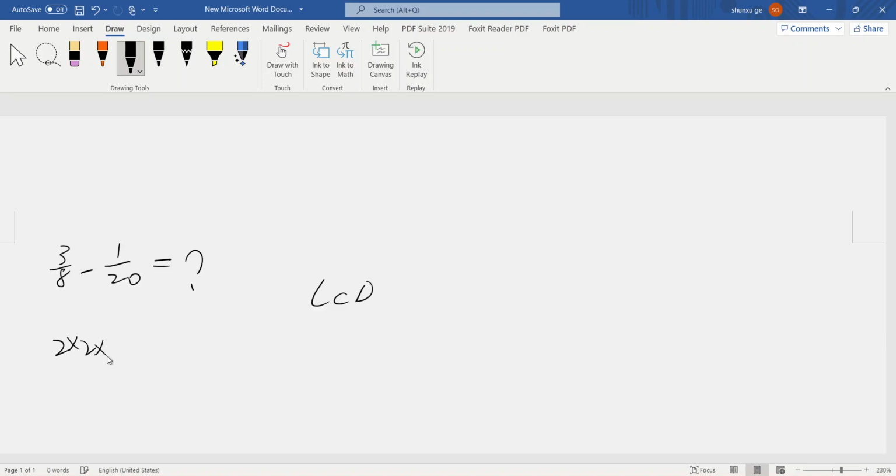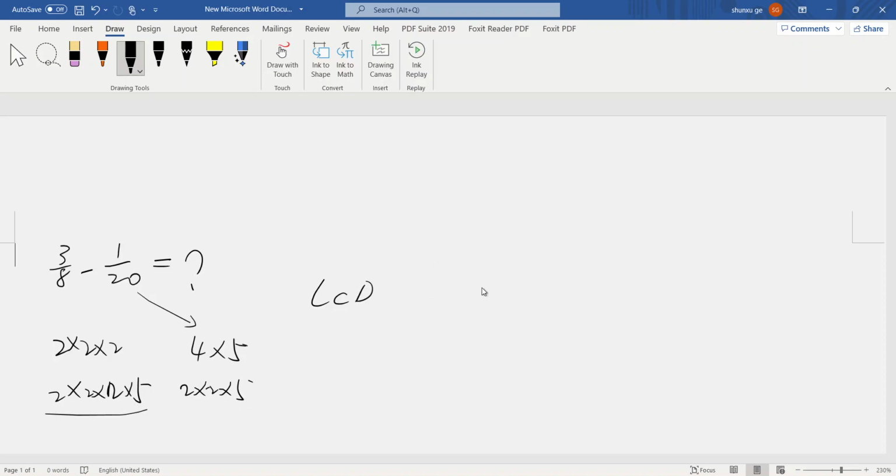8 is 2 times 2 times 2, and 20 is 4 times 5. 4 times 5, we can also rewrite as 2 times 2 times 5. Okay, now the LCD means we have a common denominator. Here there are three 2s, but we don't have a factor 5, so we should multiply by 5: 2 times 2 times 2 times 5. Okay, this is the LCD.